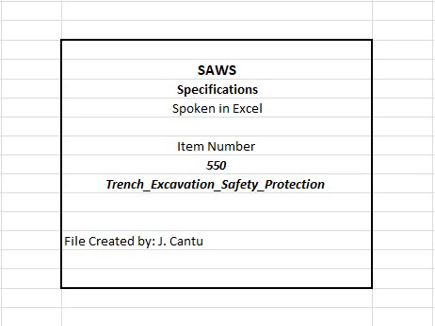550.1 Description. This item shall govern the trench excavation safety protection required for the construction of all trench excavation protection systems to be utilized in the project and including all additional excavation and backfill necessitated by the protection system.